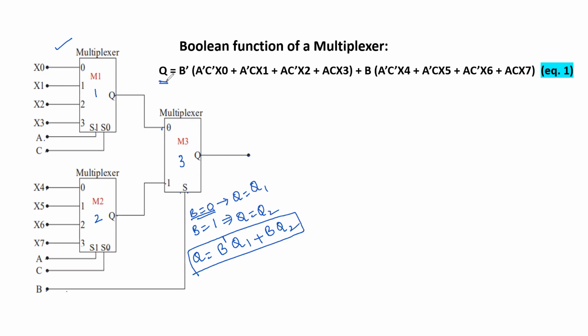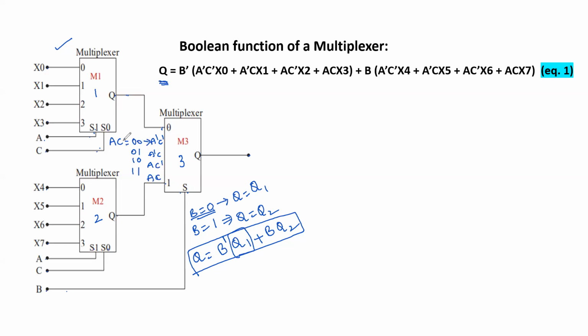Now, here Q equals B' into Q1, where Q1 means the output of multiplexer 1. To get the output of multiplexer 1, it again depends on the two selection inputs A and C. These have the combinations 00, 01, 10 and 11. 00 means it is in the form A'C', this is A'C, this is AC', this is AC.